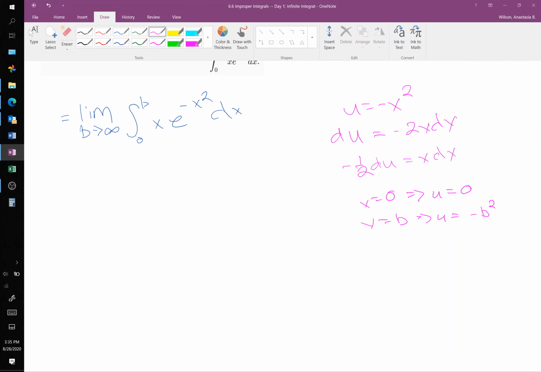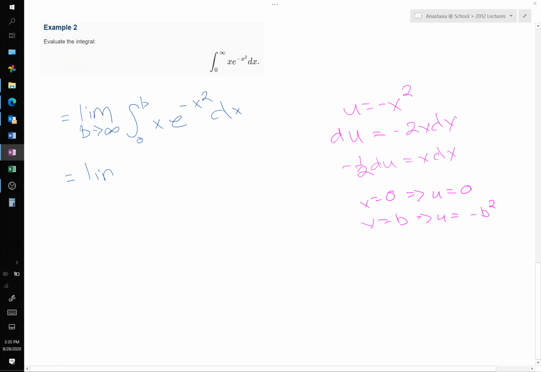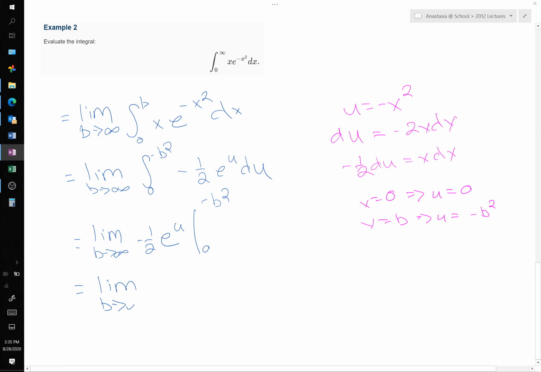So going back to our integral, this is equal to the limit as b approaches infinity of the integral from 0 to negative b squared of negative 1/2 e to the u du. So that's going to give us a negative 1/2 e to the u. This gets evaluated from 0 to negative b squared. We still have our limit as b approaches infinity. Next we plug in our bounds. Don't forget to rewrite the limit. So we have negative 1/2 e to the negative b squared, then minus a negative 1/2, so plus 1/2 e to the 0.